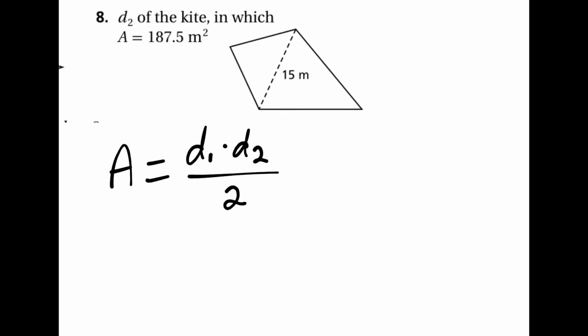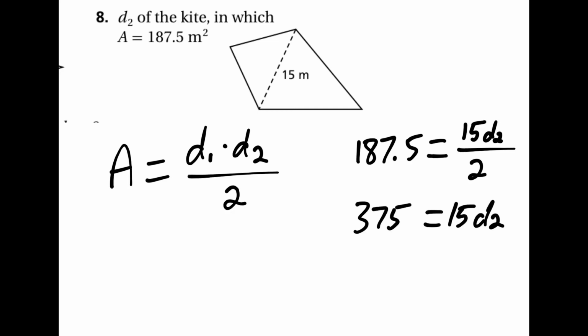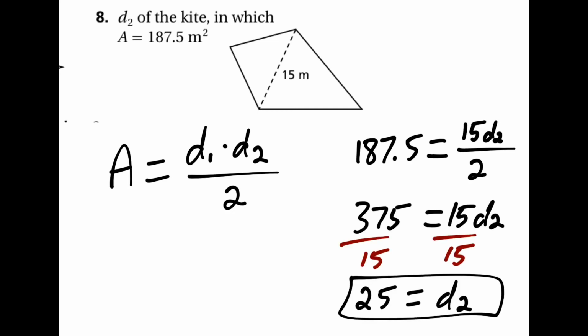Number 8 uses the same formula. This time it's for a kite, but they share the area formula with a rhombus. And I can plug in my known values. And here all I have to do is multiply by 2 and then divide by 15. So there I multiplied by 2, and here I divided by 15. The other diagonal is 25 meters.